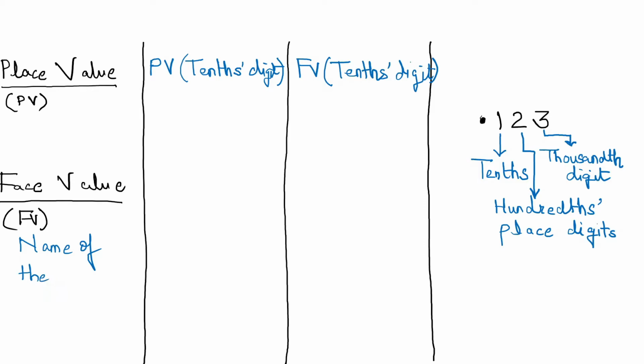But when you're talking about the place value, then we talk about how many times a digit appears in that place. Once we know these basics, it becomes quite easy to go ahead. Let's see how.